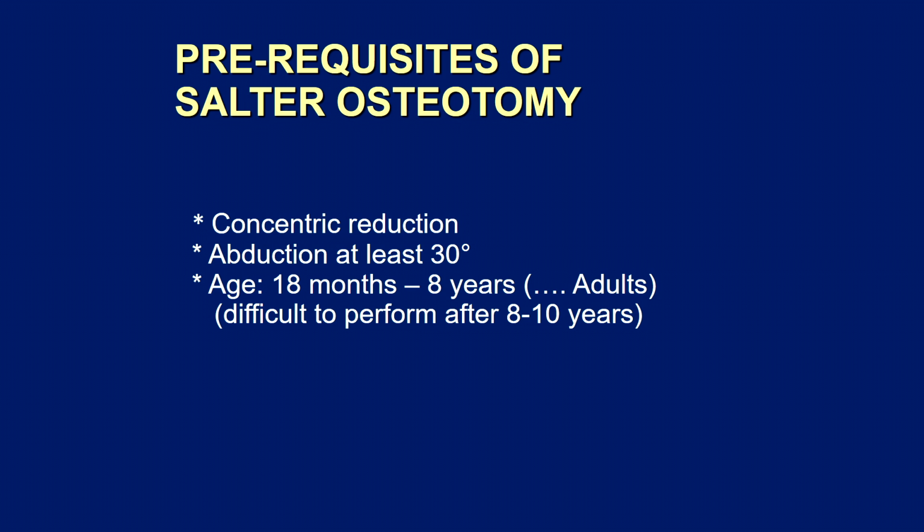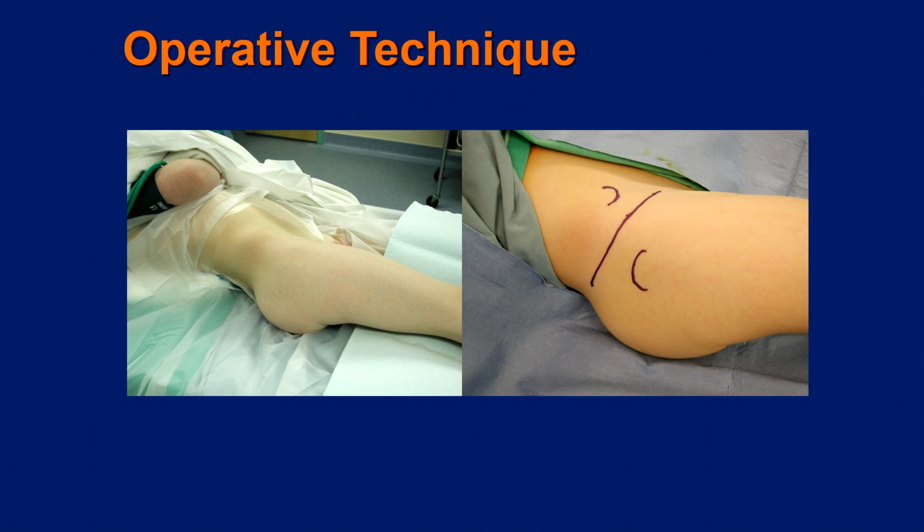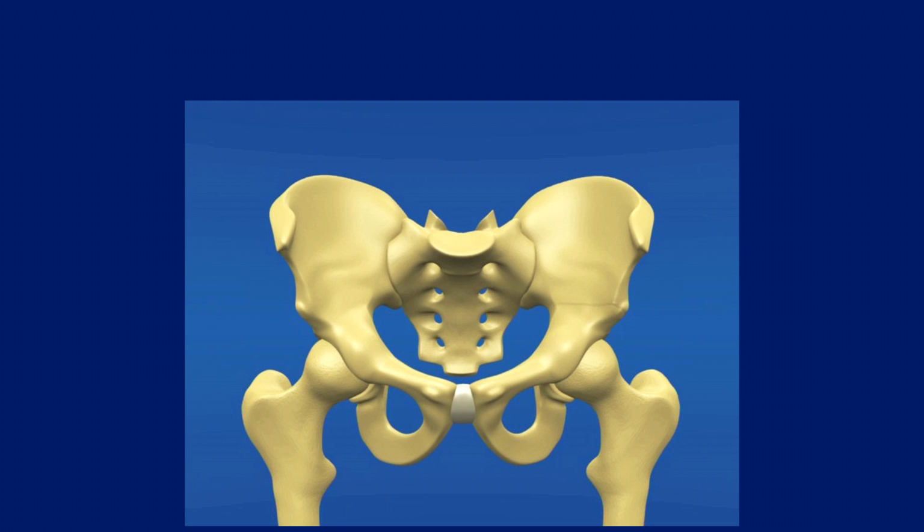You need a concentric reduction. As a prerequisite for any redirectional osteotomy, you need a concentric reduction. The osteotomy is not to reduce the hip, it's only to cover a hip that has already been reduced. You need at least 30 degree abduction before you do your osteotomy. That's the age, and it can only correct a mild type of dysplasia. That's your standard bikini incision that you do. And that's a very important thing.